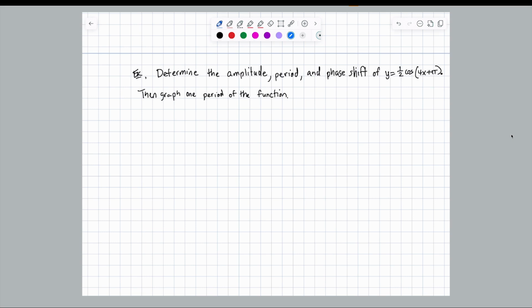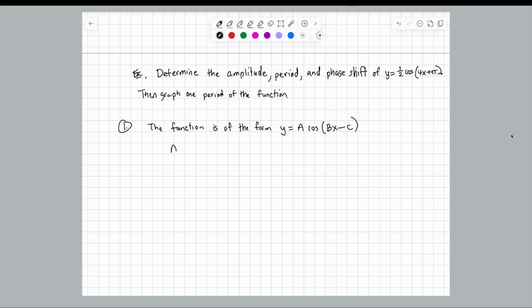All right, so we're asked to determine the amplitude, period, and phase shift of y equals 1/2 cosine of 4x plus pi, then graph one period of the function. Step one, we recognize that the function is of the form y equals a cosine of bx minus c.